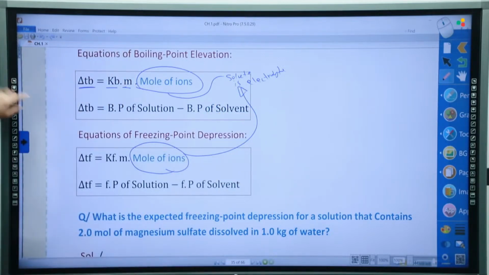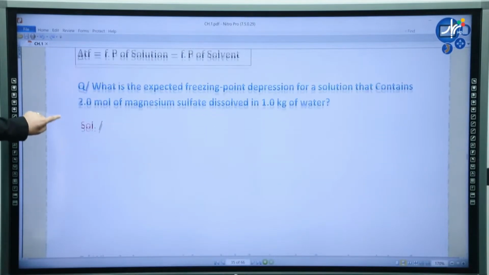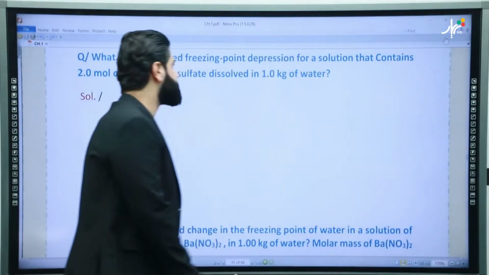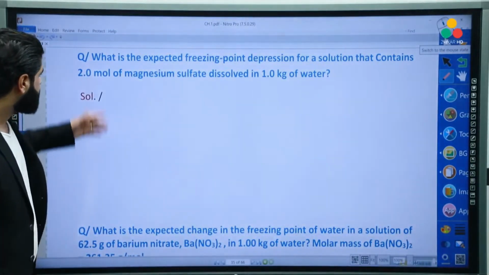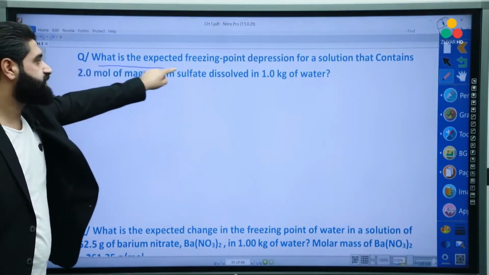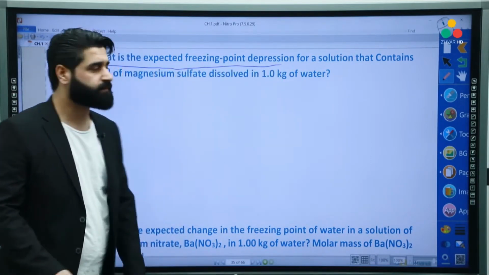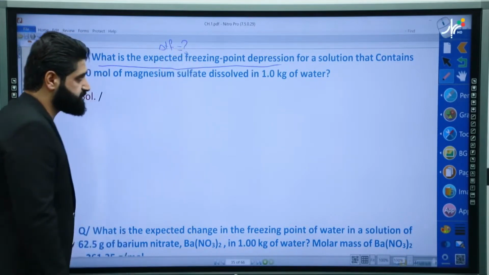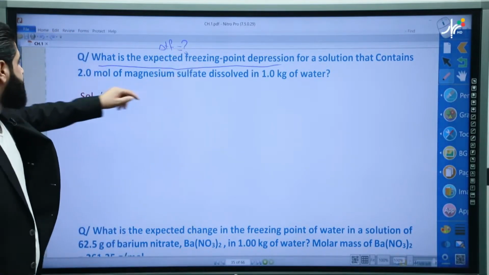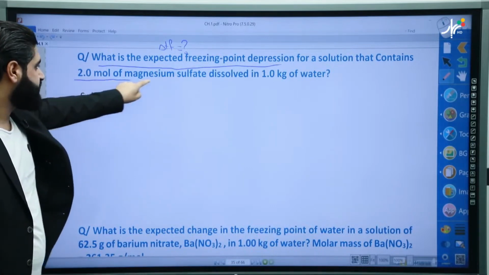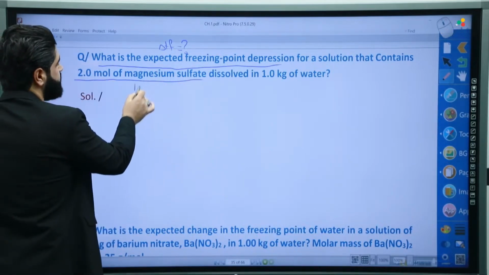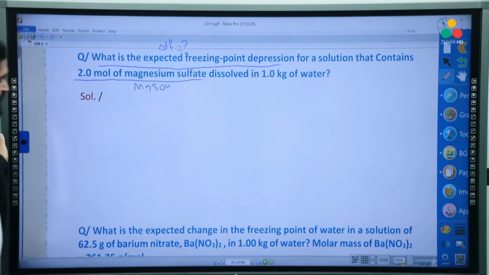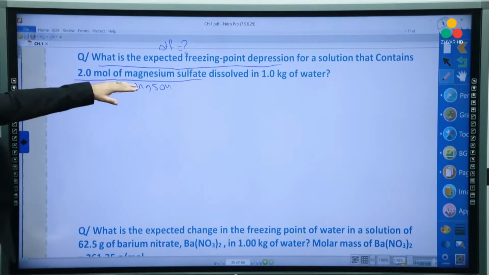And let's see the effect by solving only one question, because all the others will have the same idea. Well, let's read. What is the expected freezing point depression? Freezing point depression, it's delta Tf. What's the expected freezing point depression for a solution that contains 2 moles of magnesium sulfate? Magnesium sulfate, MgSO4. This is solute. So just focus at this part.